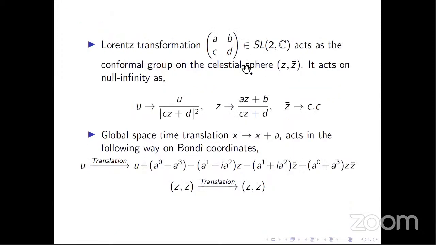And under Lorentz transformation, these Bondi coordinates transform in the following: the u goes to this and z goes to this. And under space-time translation, z and z bar go to the same thing, and u goes to this function, which has a factor without z and z bar.